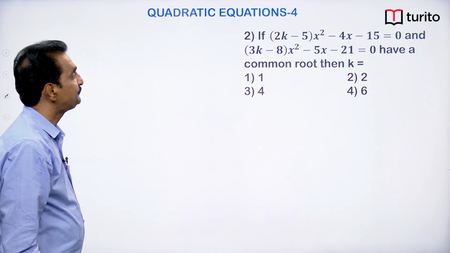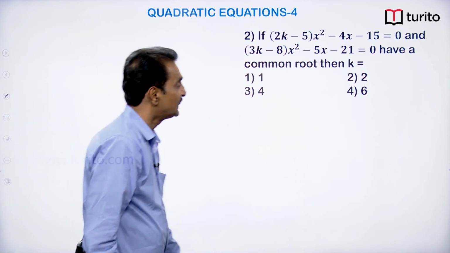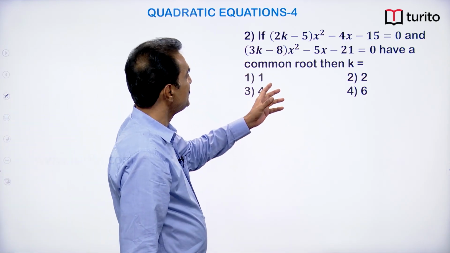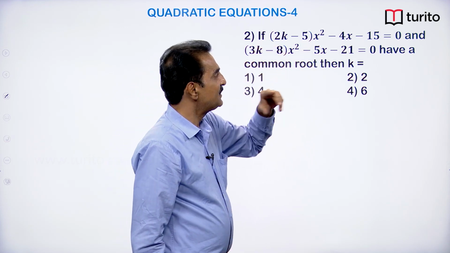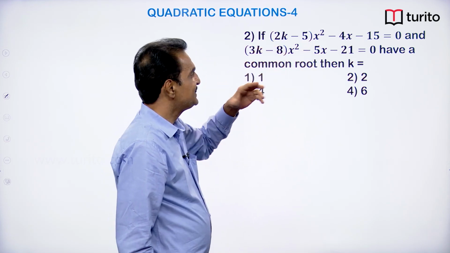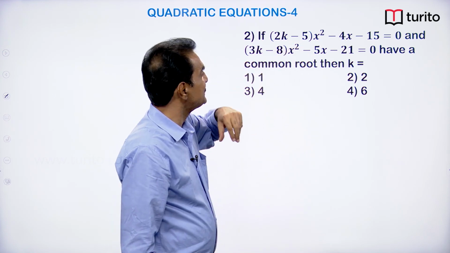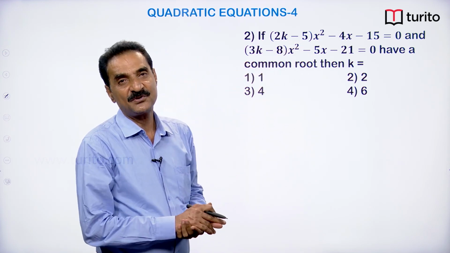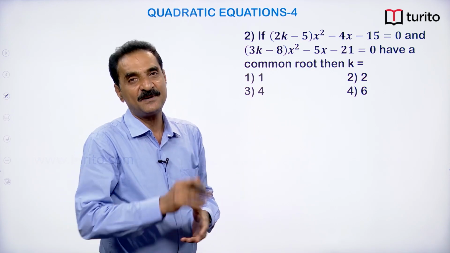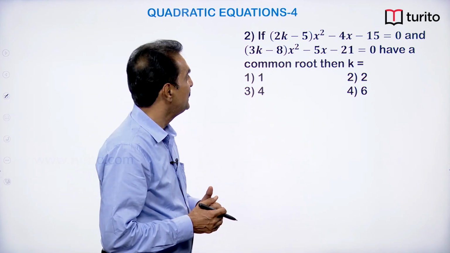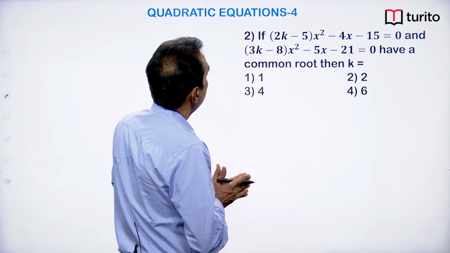Next, again a similar question. If these two quadratic equations have a common root, then k is equal to. Here the problem is that the x square coefficient contains k. In the previous question we could cancel the x square term directly by subtraction. Here it is not possible. So what shall we do?